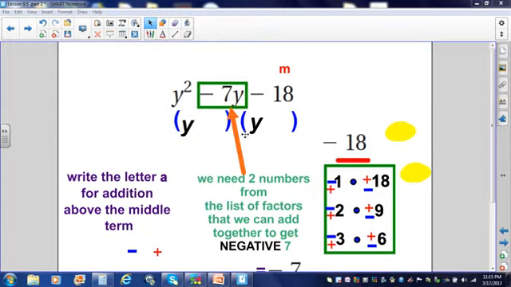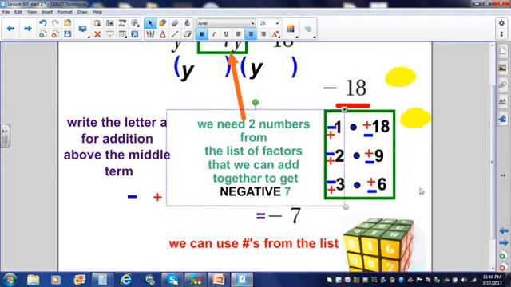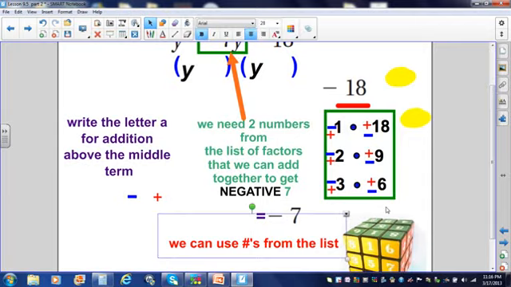The next thing I'm going to do, I'm going to write the letter A for addition above the middle term. So I need to think. We need two numbers from our list that we can add together to get a negative 7. Remember, we can only use numbers from this list.